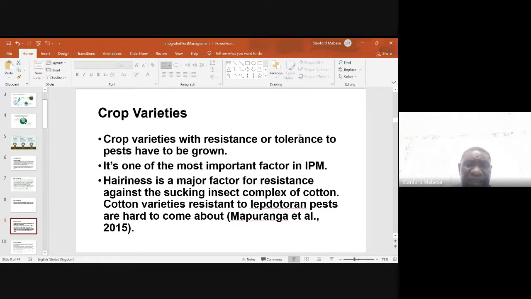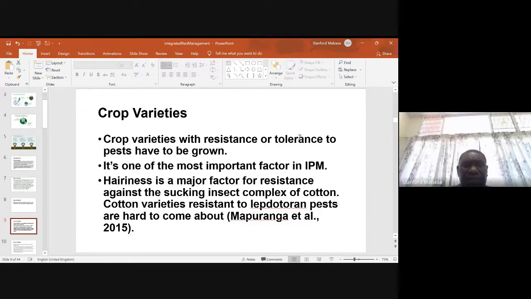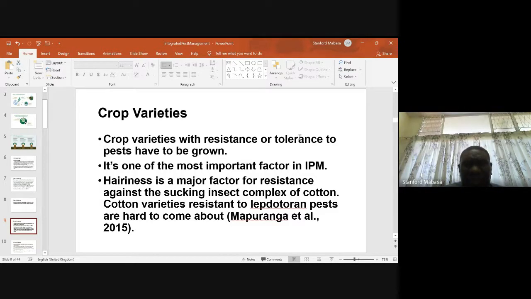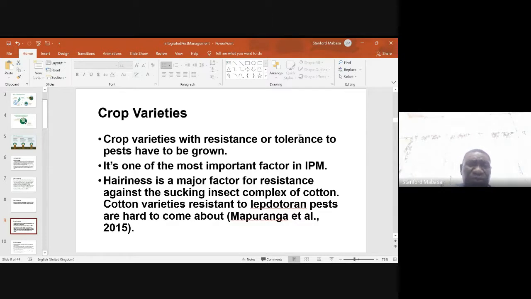For example, we have hairiness, which is a major factor for resistance against the sucking insect complex of cotton. So we have cotton varieties which are resistant to lepidopteran pests, as reported by Mapranga. Some of these cotton varieties may be difficult to develop, but such varieties could be useful.